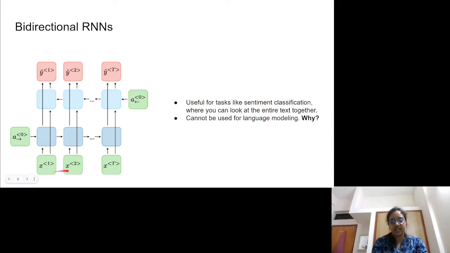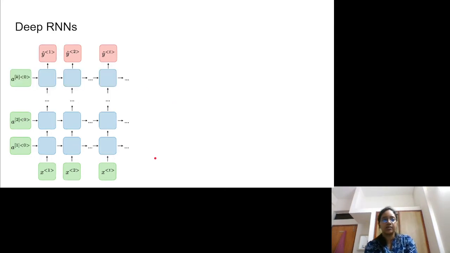When you are generating a sentence, you are generating one word after another, so you cannot see the future. You are generating x2 from x1, xt from xt minus 1, and so on. That is why, when you are generating xt from your past information x1 to xt minus 1, you do not have access to xt plus 1. So in language modeling based tasks these are not really used.